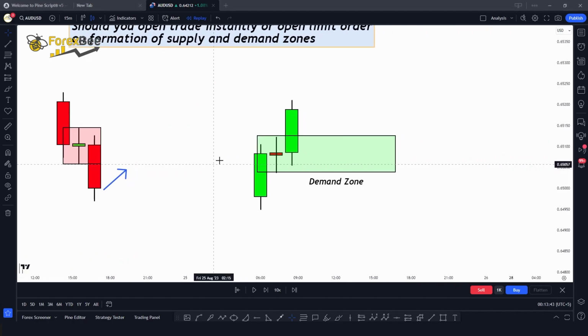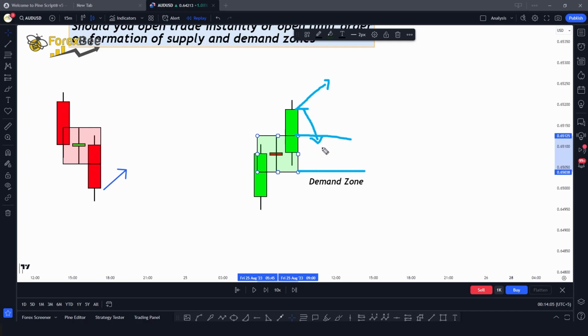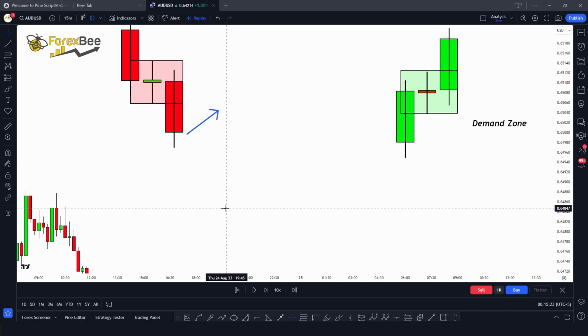Similarly, if we look at this demand zone, the demand zone will be formed as soon as this bullish candle is closed. Now again, just like the supply zone, you should not open a market order right away at the close of this candle, but you should wait for the market to come back to this demand zone to get the demand. After taking the demand, our buy orders will get picked, and then the market will move in the bullish direction. Now let's go ahead and take a look at an example to understand this better.